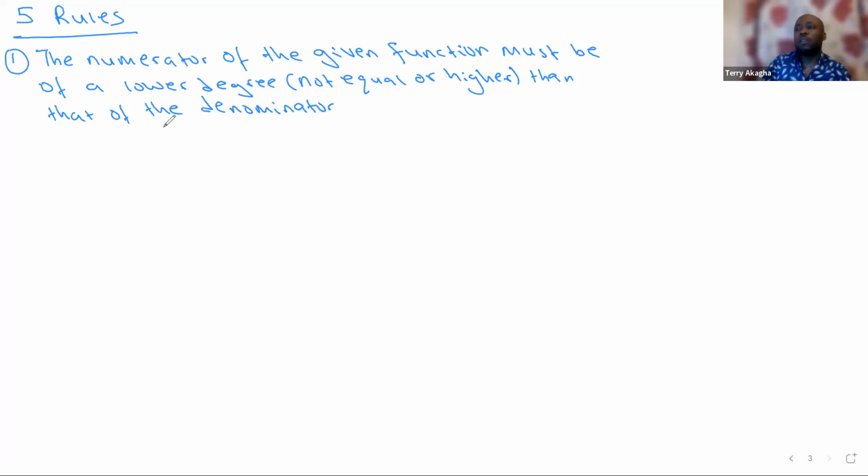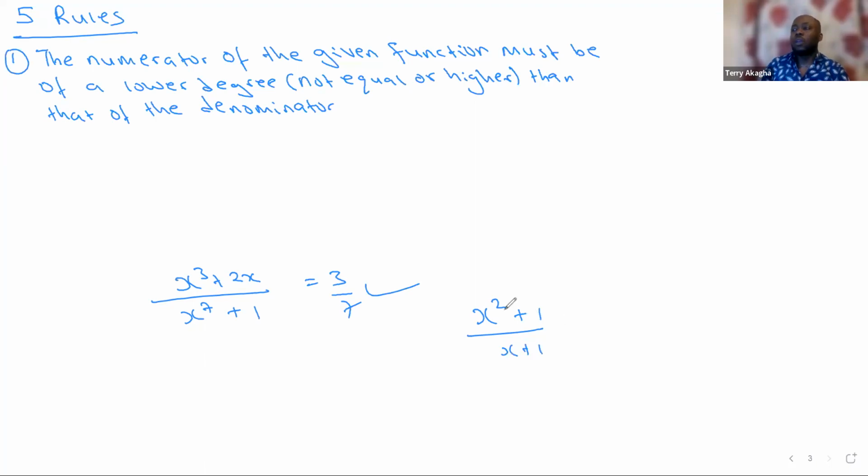So for instance, if you have x cubed plus 2x divided by x to the power 7 plus 1, you can see the degree of the numerator is what? 3. The degree of the denominator is what? 7. So therefore, you can use partial fractions here. But if, for instance, you have maybe x to the power 2 plus 1 divided by x plus 1, you can see the degree of the numerator here is 2, and the degree of the denominator here is 1. So you cannot use partial fractions directly.